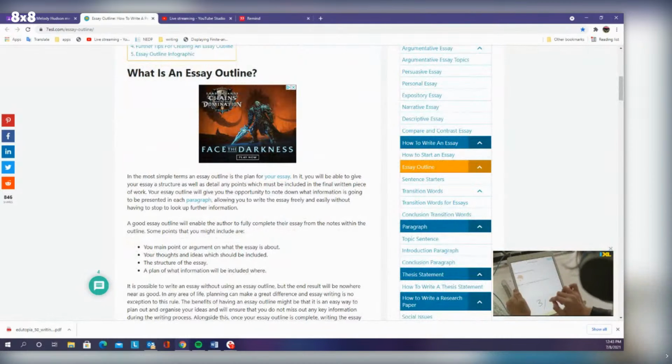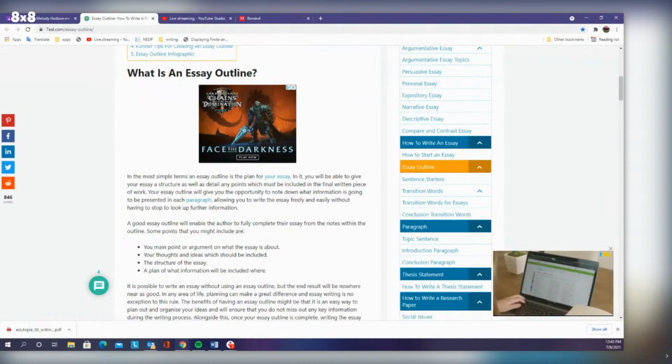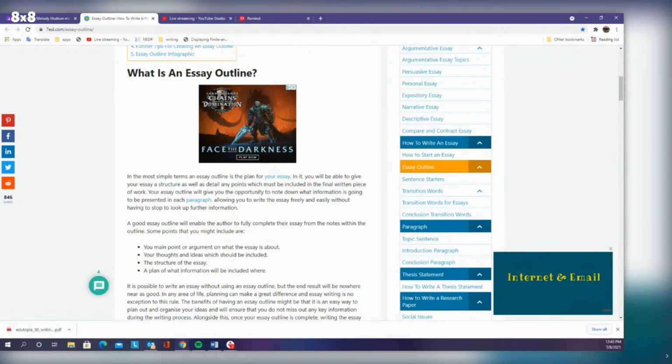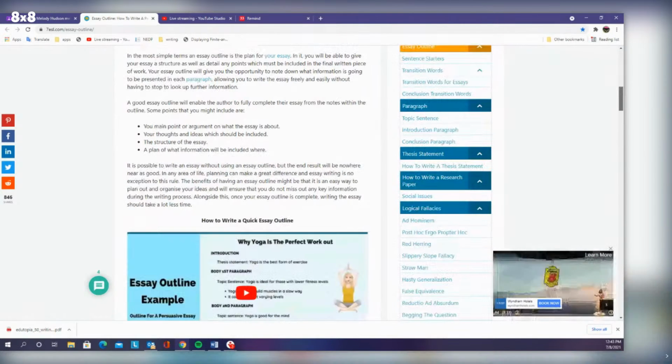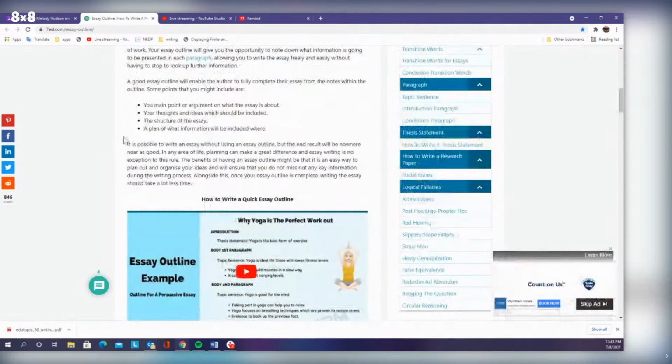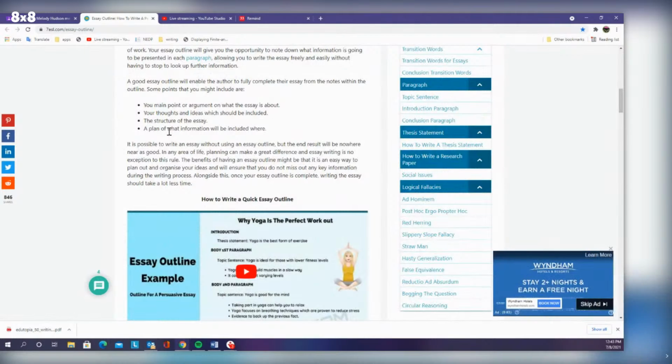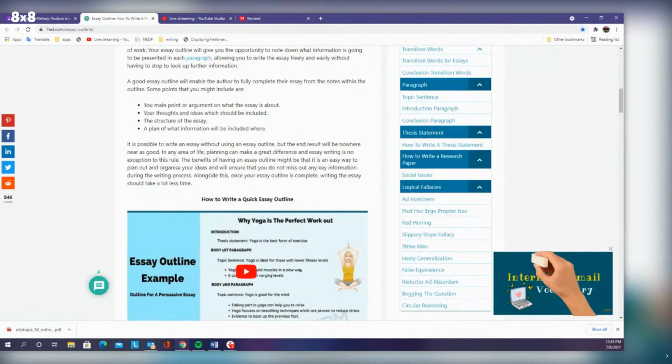Absolutely. Because when you go back through it, you're going to be checking off in your mind if you've included all of the information that you need. I would never, ever submit an essay or any writing without having written an outline first. And there are many templates that you can use, but it's important that you take those few minutes to do that before beginning your essay. Some points in an outline are going to talk about your main point or argument, your thoughts and ideas, the structure of the essay, and a plan of what information is going to be included where, all very important parts.